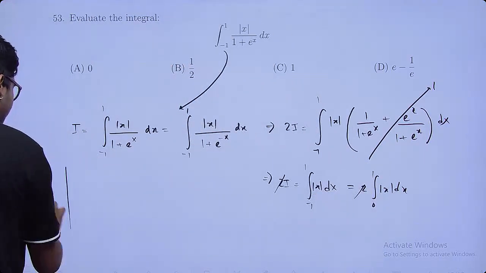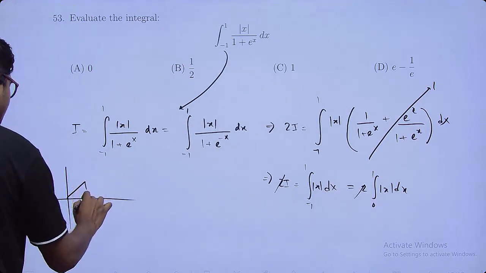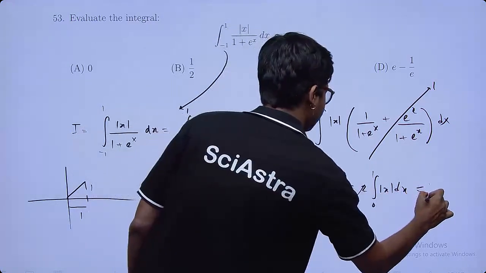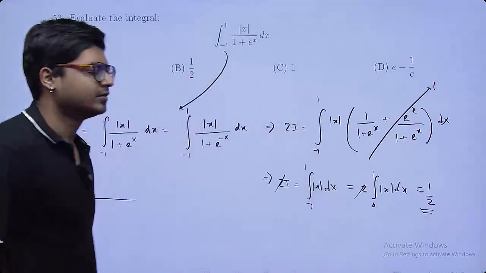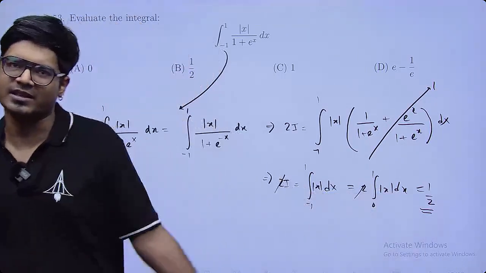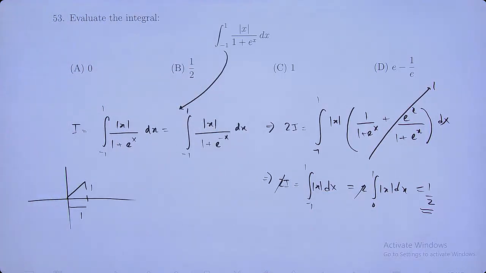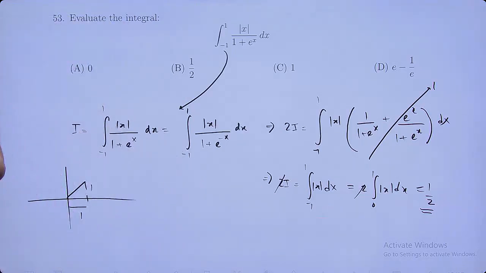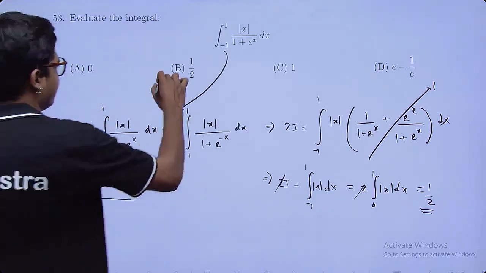And what does mod look like? From 0 to 1, it's just this triangle, right? So what is this integral going to be? It's just half. Or you can just see that between 0 and 1 mod x is just x. So that's the integral of x between 0 and 1, which is half. Okay, as simple as that. The answer is B.